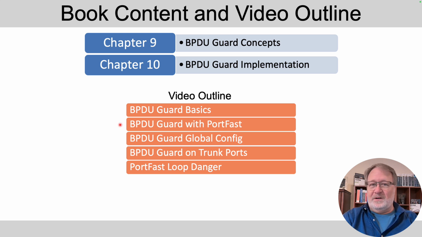We'll see how to configure it along with PortFast, which is very popular, here at the beginning. We'll talk about global config. It's kind of a tangential topic. Then configuring on trunk ports, which is basically the same way, just to clarify how to configure that. And then we'll close talking about the PortFast loop danger that occurs and how, when we team that up with BPDU Guard, it changes the logic there.